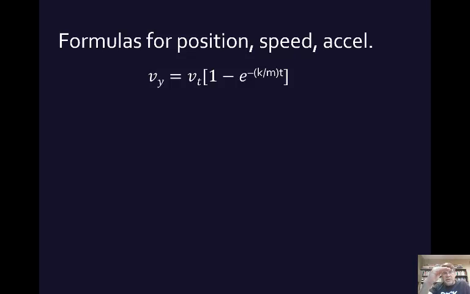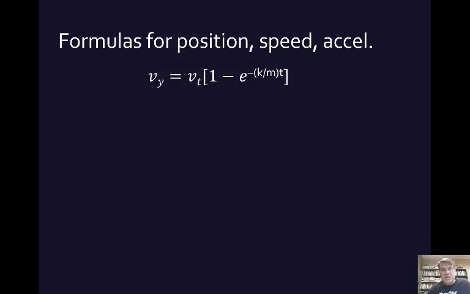At any point before it hits that terminal velocity, the velocity is going to be some amount less than the terminal velocity. And so that Vy at some point is going to equal the terminal velocity times 1 minus e to the negative k over m times t. You know what k is, you know what m is, you know what t is.